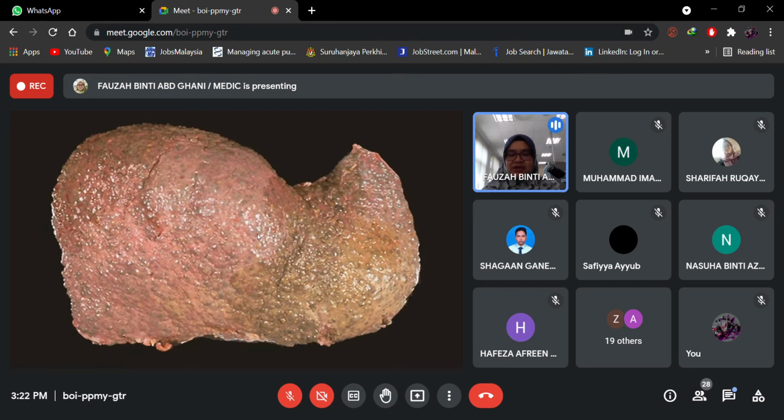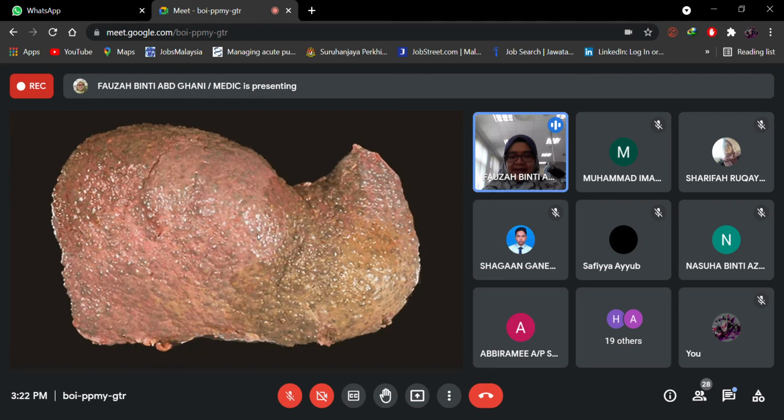Can someone tell me what you see in this macroscopic image? Can I try, Doctor? Sure. And you are? Abirami. Okay. We can see a nodular surface which gives a hobnail appearance due to the scattered nodules, and I think it can be due to fibrosis. Okay. Are the nodules small or large? They are small.